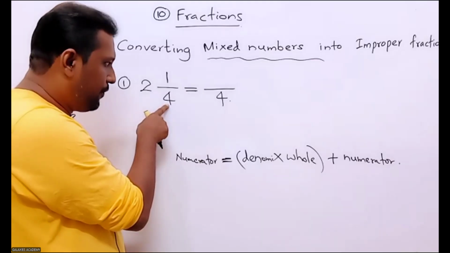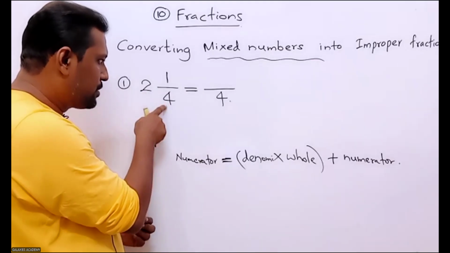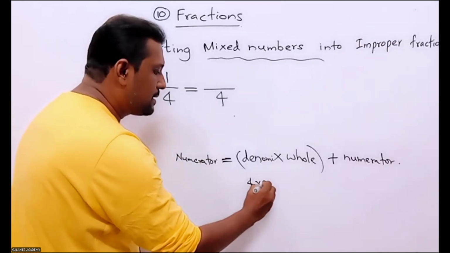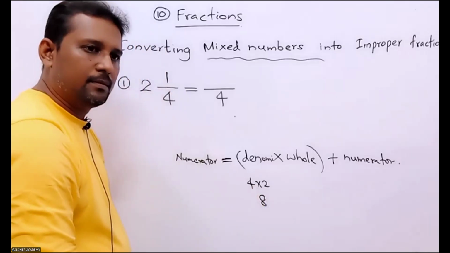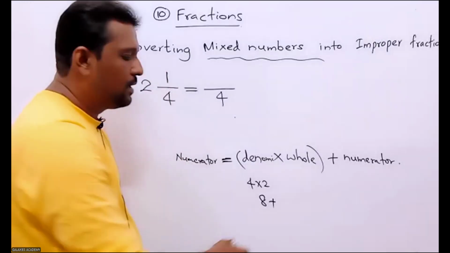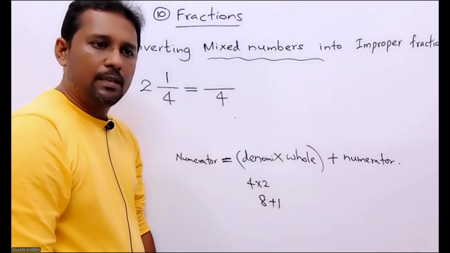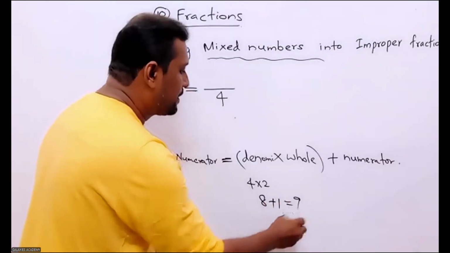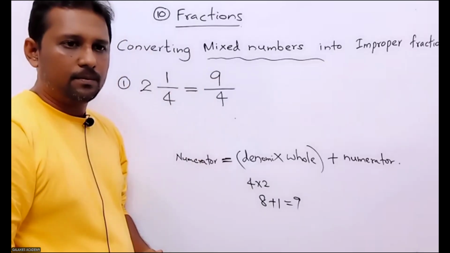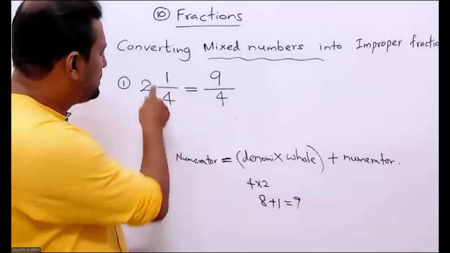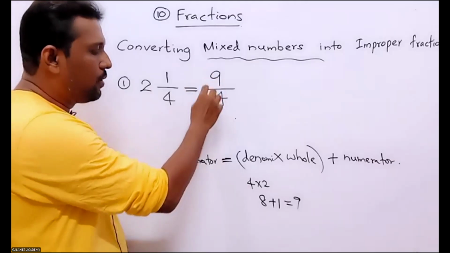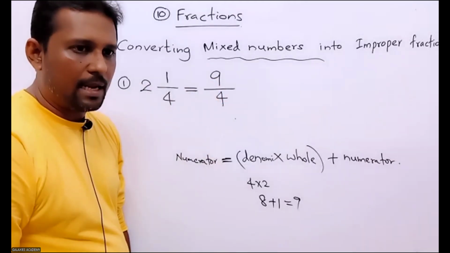What is the denominator? 4. The whole number is 2. First you multiply these two: 4 multiplied by 2 is 8. Then you add the numerator value, which is 1. 8 plus 1 equals 9. So the numerator is 9, and the improper fraction of 2, 1 over 4 is 9 over 4.